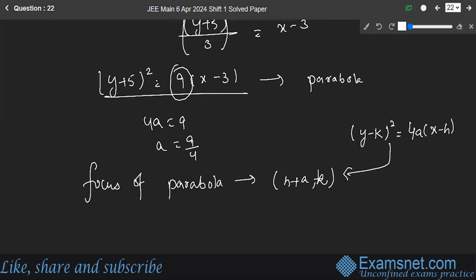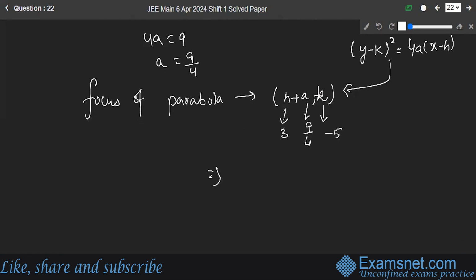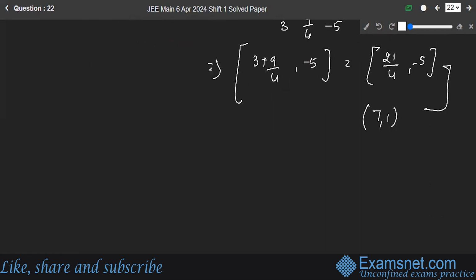Here, what is the value for h? This is 3. A is 9 by 4. K is minus 5, right? So the focus will be given by 3 plus 9 by 4 comma minus 5, which is equal to 21 by 4 comma minus 5, right? And the other point was 7 comma 1. So let's find out the distance between the two.